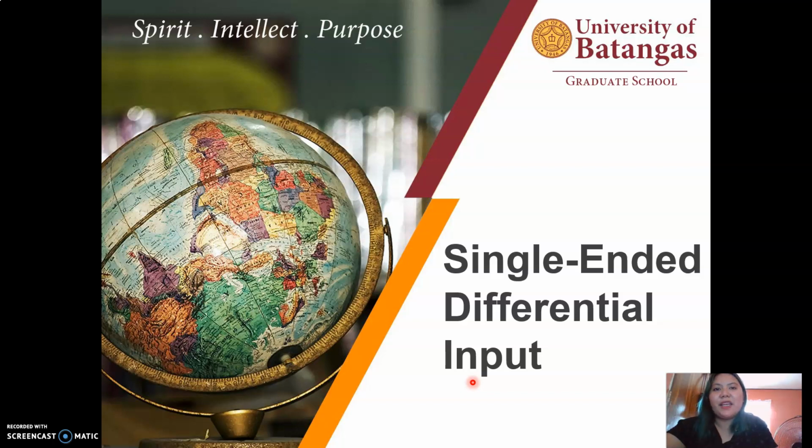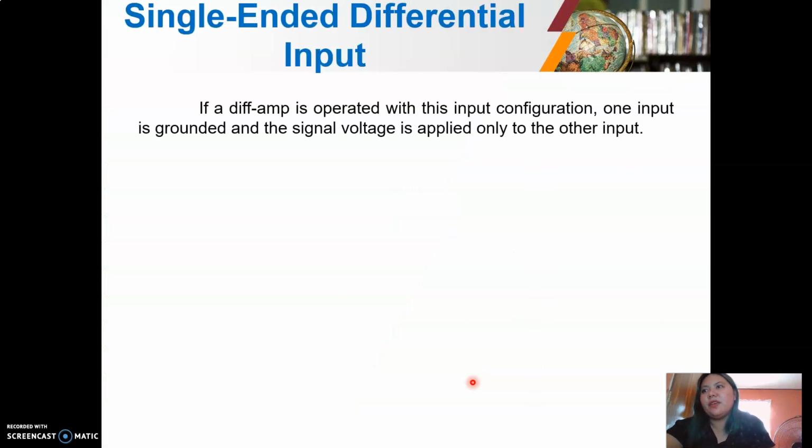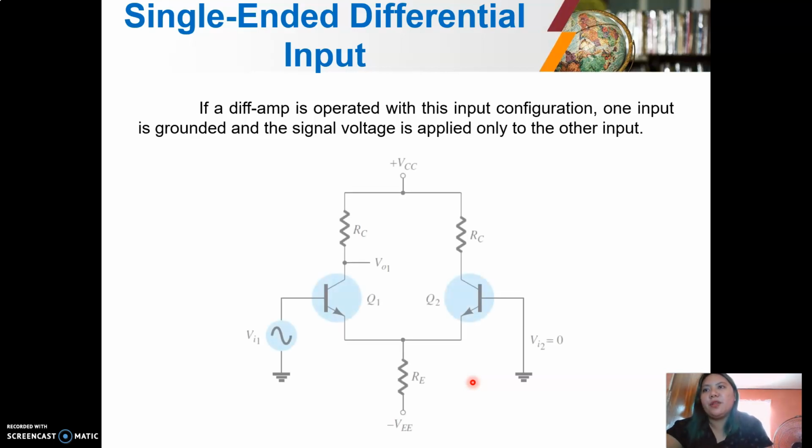Hi guys, I'm Diana. So today I'm going to discuss the first operation of the differential amplifier, the single-ended differential input. So single-ended differential input, if a differential amplifier is operated with this input configuration, one input is grounded and the signal voltage is applied only to the other input. So this is an example of it.